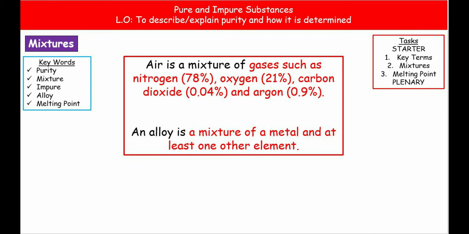And the second part, an alloy, this is a mixture of a metal and at least one other element. Now that other element may be a metal or it may be a non-metal. So one has to be a metal, but the other one may or may not be a metal there. So make sure you've got those points written down. I'll just leave that up there for about 30 more seconds in case you still need to do that. Obviously, if you got those right, give yourself ticks for anything you did get right.